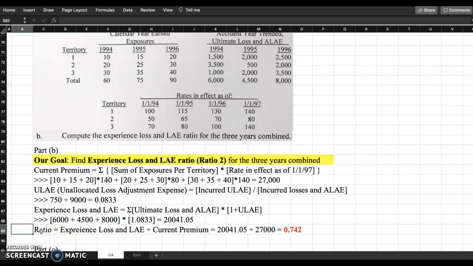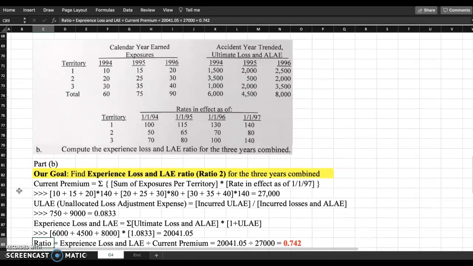Okay, so what is the ratio? The second ratio that we want is the experience loss and LAE ratio, divided by current premium, which is 20,000 divided by 27,000. And we have the second ratio as 74.2%, which is 0.742.